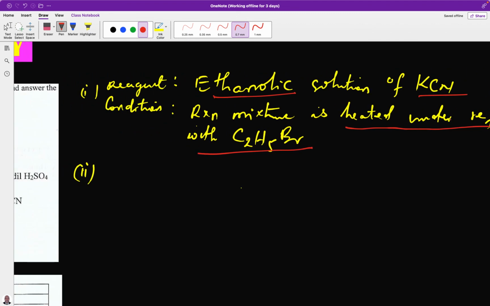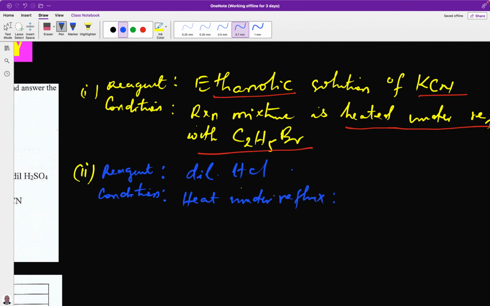Now, how can we convert our M to our acid? Our reagent here will be the nitrile-to-acid reagent. To convert the nitrile to acid, our reagent is dilute hydrochloric acid, dilute HCl. Then, what is the condition? You will see how to do it: heat under reflux.